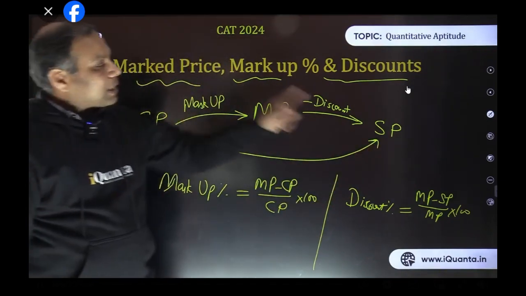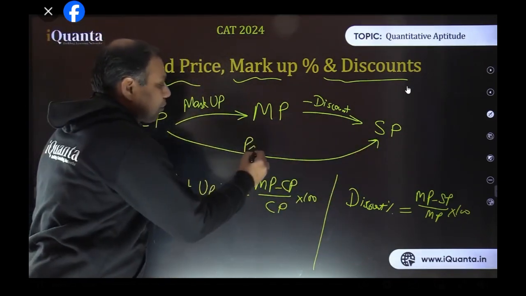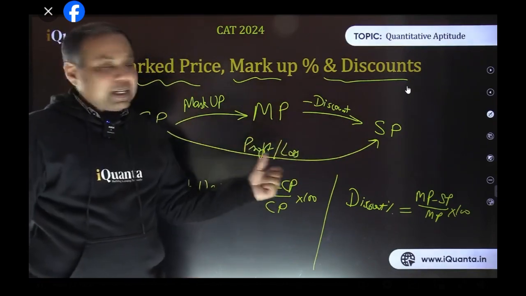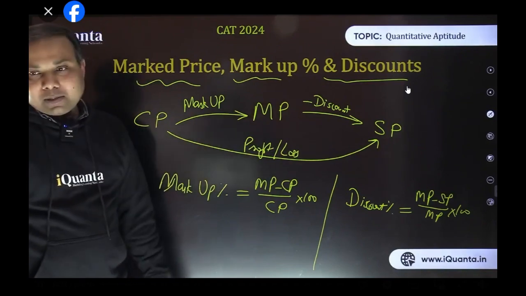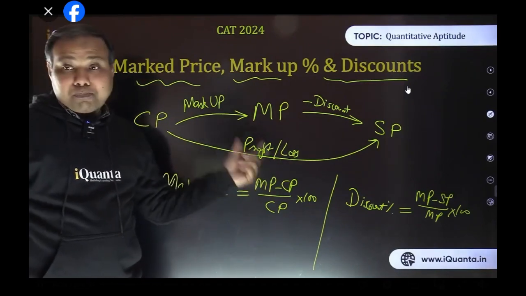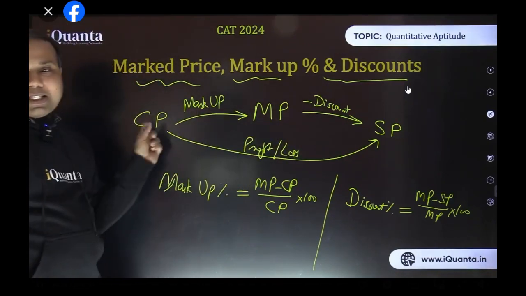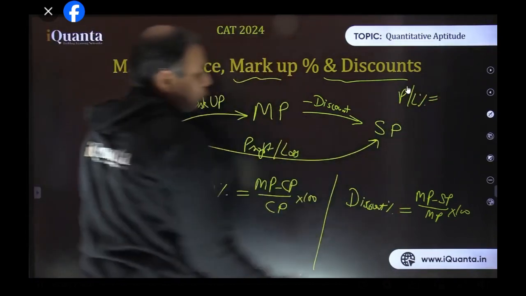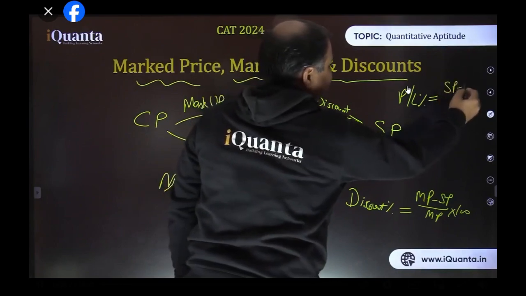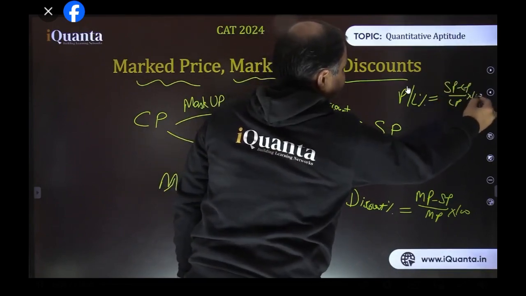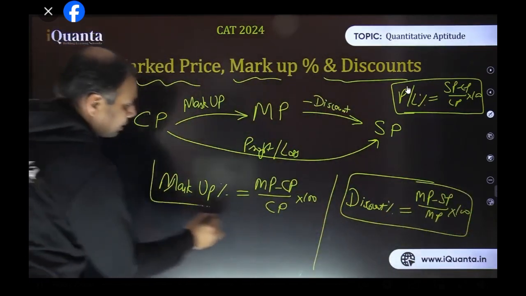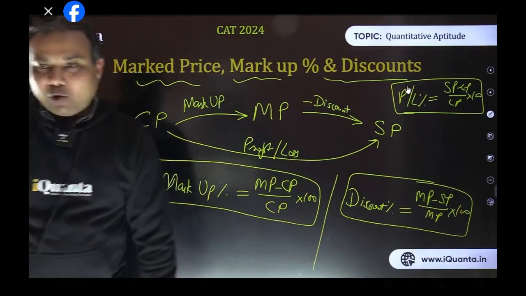So CP or SP ke beech ka jo difference hai, that is known as profit or loss, depending upon if selling price is more than CP, it is profit. If selling price is less than CP, then it becomes loss. And same way, if I need to calculate profit or loss percent, it will be this difference compared with CP, right? So profit or loss percent will be equal to SP minus CP upon CP into 100. So basically, these are the basic formulae here, which we normally try to avoid also.